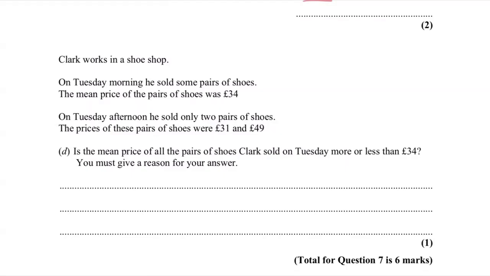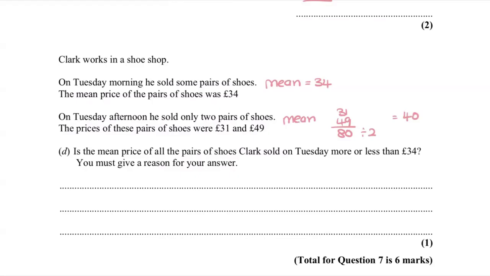Okay, so we've got a very wordy question here with Clark. On Tuesday morning, he sold some pairs of shoes and the mean price was 34. So all those words to tell us that the mean is 34 on Tuesday morning. On Tuesday afternoon, he sold only two pairs of shoes and we've been given the prices. So we can work out the mean for the afternoon. The mean is going to be 31 and 49, which is 80. Divide by how many are there, which is 2, and we've got a mean of 40.